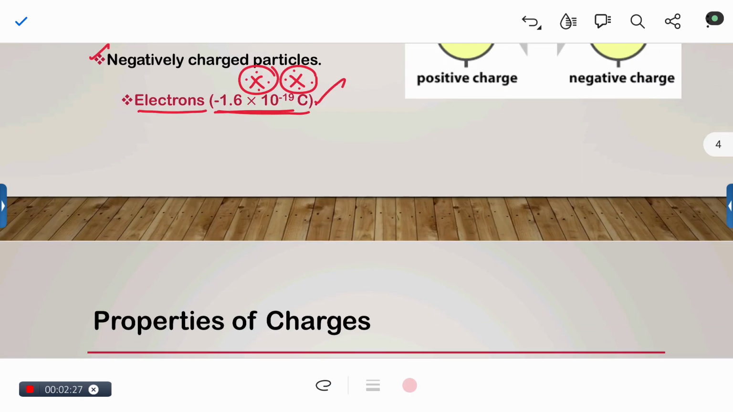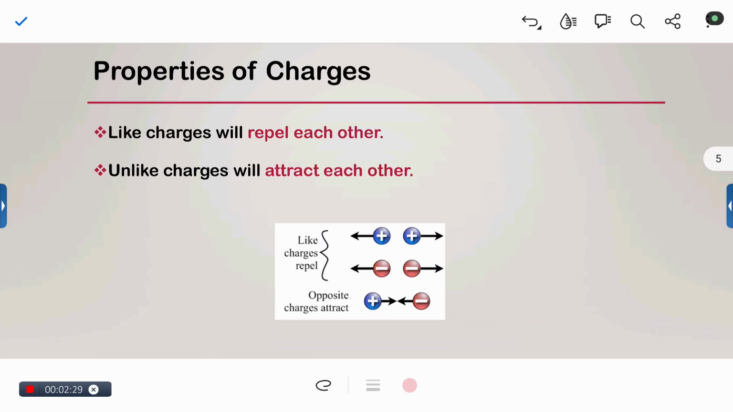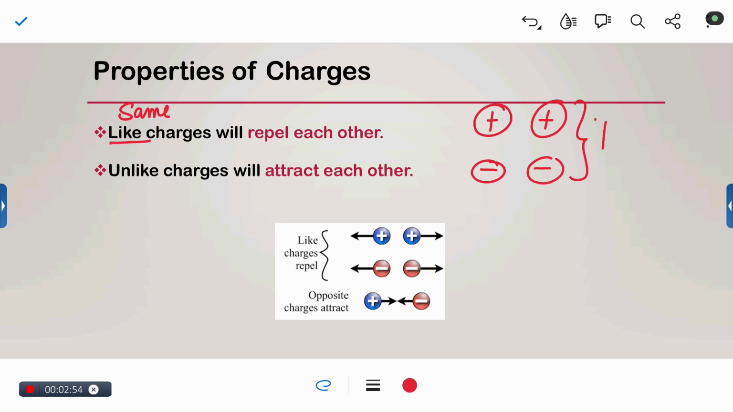Next, the properties of charges, as I said earlier. Like charges will repel each other whereas unlike charges will attract each other. What is the meaning of like charges? The same charges. That means a positively charged particle is kept closer to a positively charged particle, or a negatively charged particle is kept closer to a negatively charged particle. By that time the two charges will repel each other.